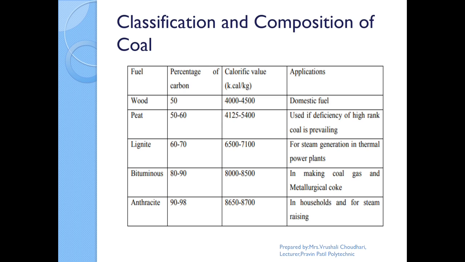The classification and composition of coal. When we talk about wood, the carbon percentage is only 50. Calorific value is 4000 to 4500 kilocalorie per kg. It is used as a domestic fuel.